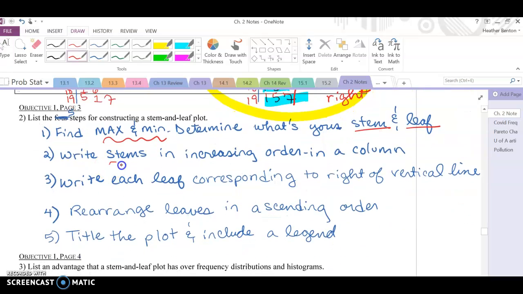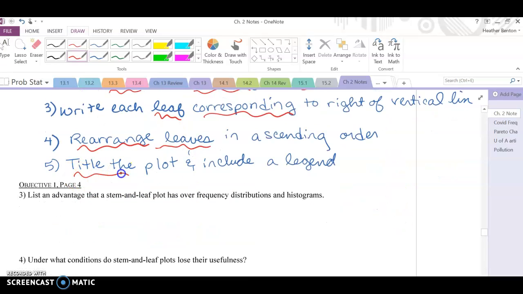Then we wrote our stems in increasing order in a column. Then we wrote the leaves out there corresponding to each stem. Then we rearranged the leaves in order, ascending order, numerical order. And then lastly, we titled our plot and included a legend.